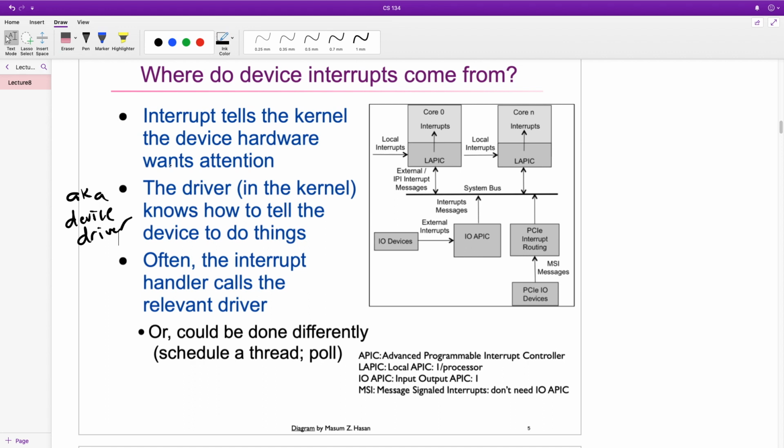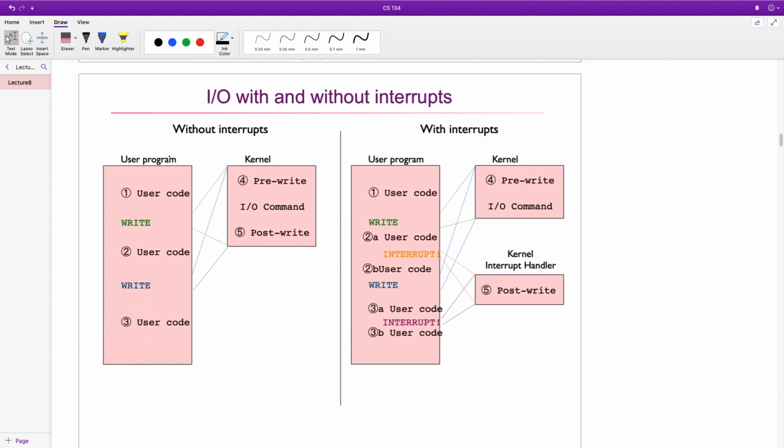Theoretically, you can do I/O without interrupts. You can just keep asking a device, hey, do you have anything for me? Do you have anything for me? For a keyboard, let's say. That's polling, but that can be slow. So let's say we don't have interrupts and we're trying to do I/O. We've got some code, and then there's a write, and some more code, and another write, and some more code, where the code is 1, 2, and 3.